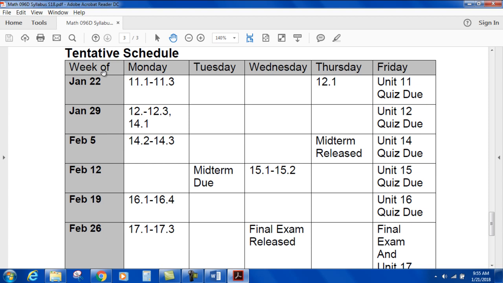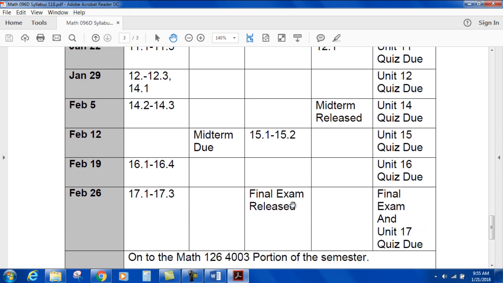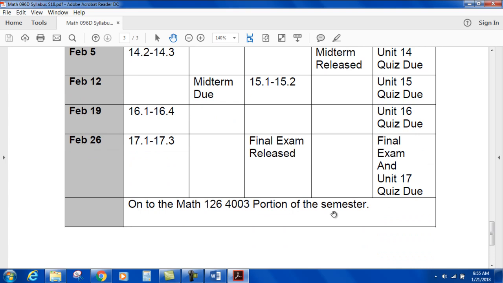If you just notice, we have 11. I ask you to go to 12.1 here. Then it should be 12.2, 12.3, and 14.1. Finish up 14, and then do the midterm. It's due there. Start 15, 16, 17, and we've got a very short time for 17. The final is released here and it's due here. Then after that, we're on to the other portion of the class, the 126 portion. So, okay, I hope that makes sense. Let me know if you have questions.